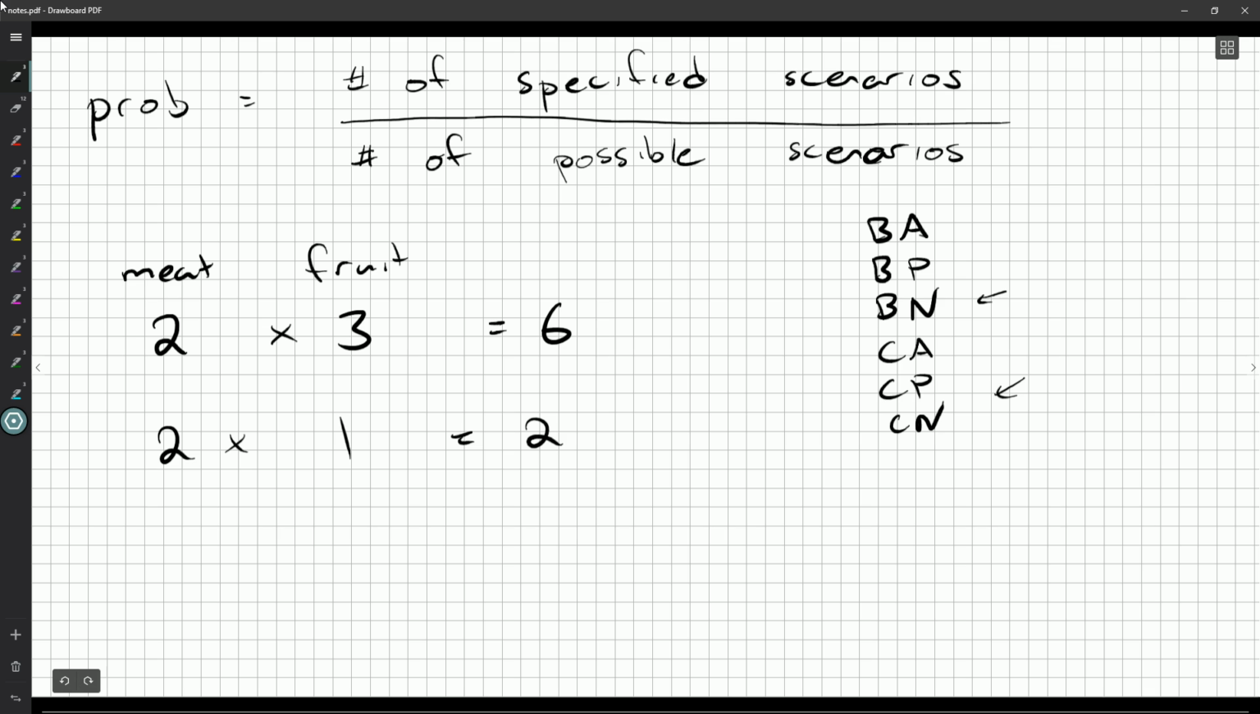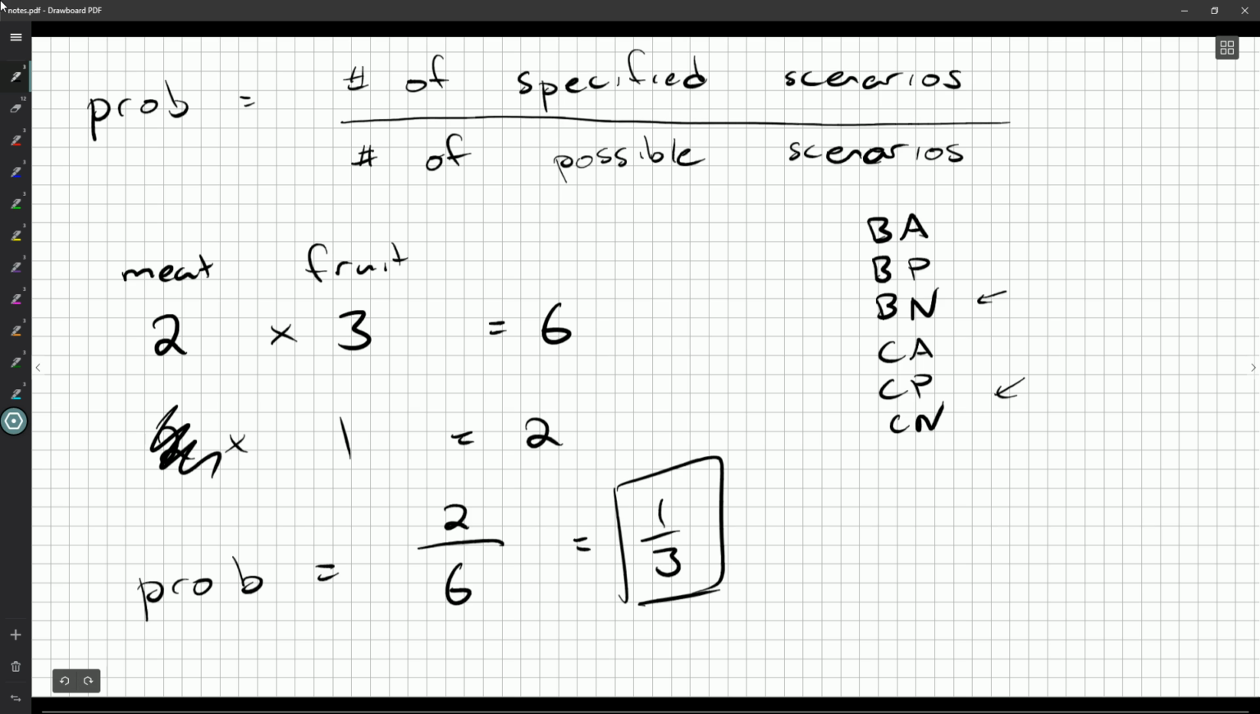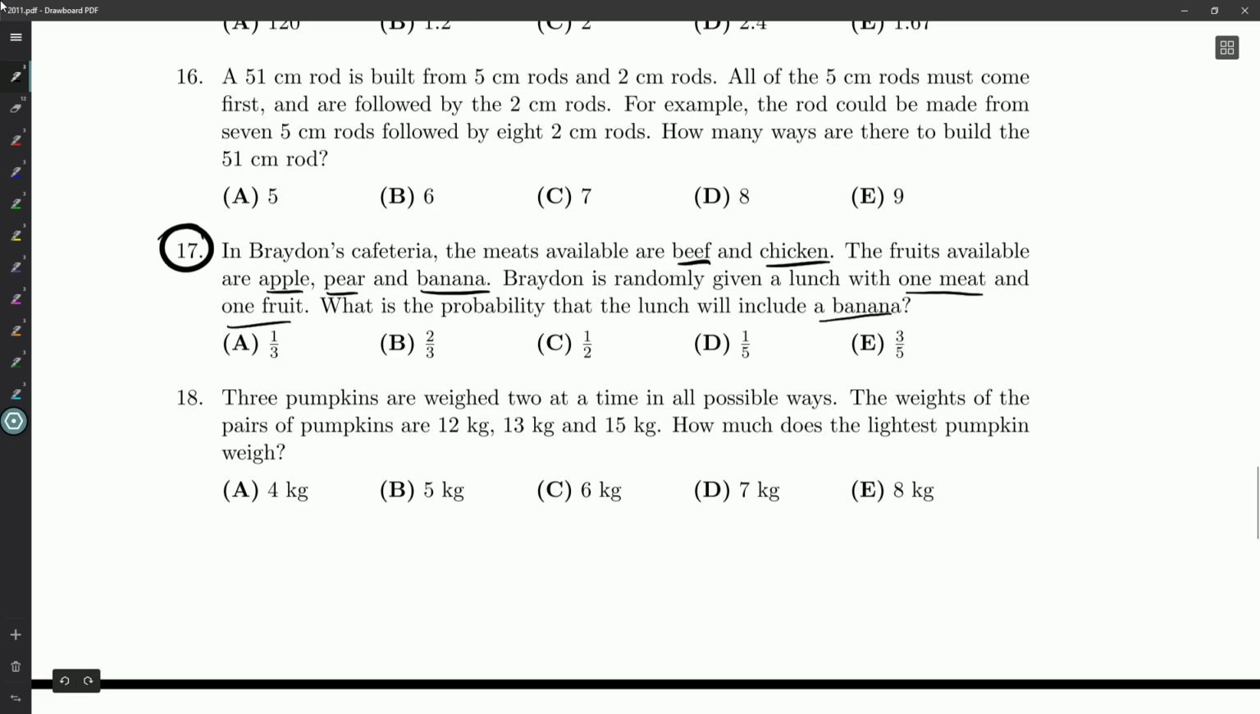It should be 2. So the probability we're asked for here in this question is going to be 2 ways to make a lunch that has a banana, divided by 6, the total number of ways to make a lunch, and we can see that that also gives me 1/3. As I said at the start, if the meat doesn't really matter, it's more just the probability of getting a fruit, and that's a banana, and that's 1 out of 3 choices. Same thing, either way, we get 1 out of 3, and that is A.